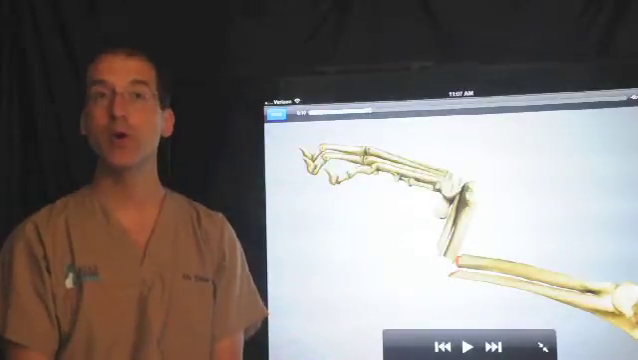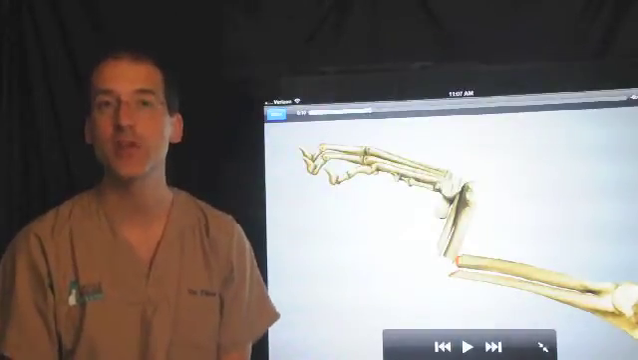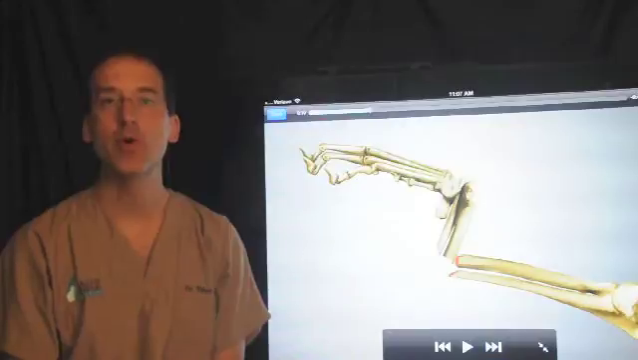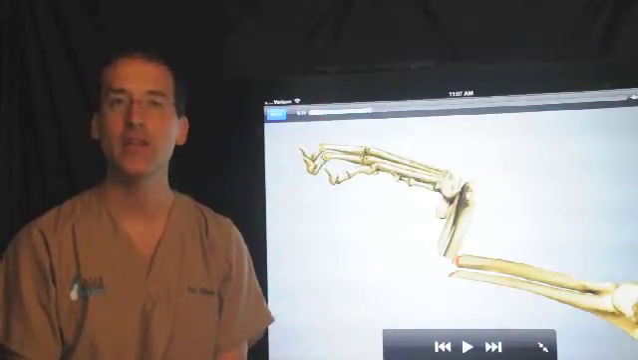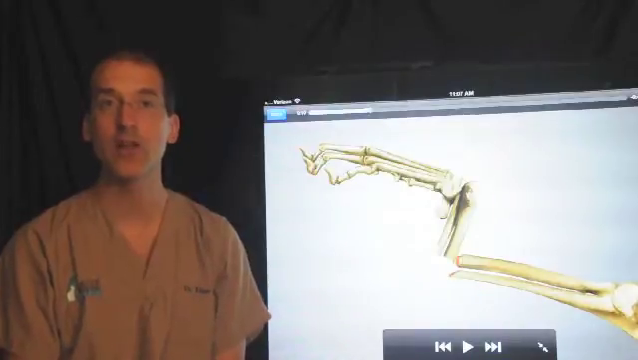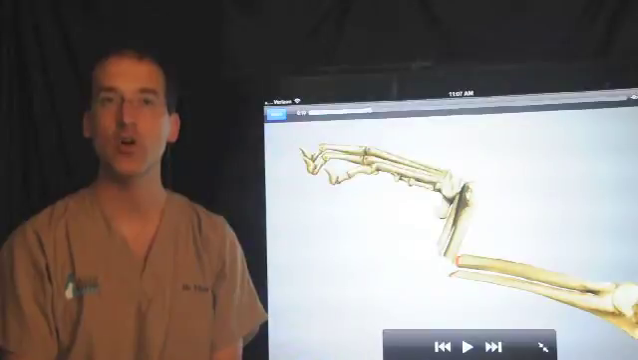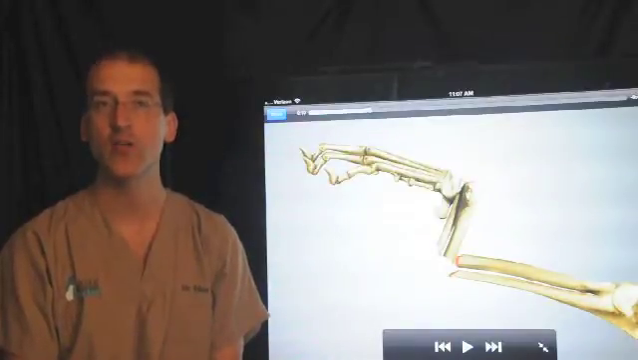We do see broken bones fairly commonly, bones from different locations. What I'm going to show right now as an example is repair of the forelimb, so the front leg, in a dog or cat. In particular, the bones are called the radius and the ulna, two bones that sit right next to each other, and they typically break together.